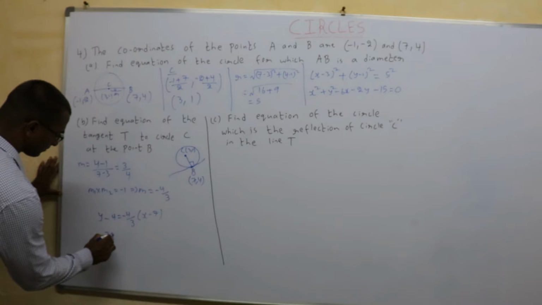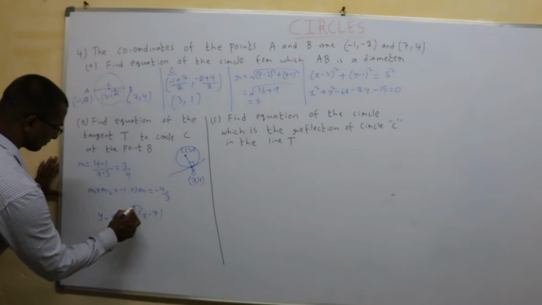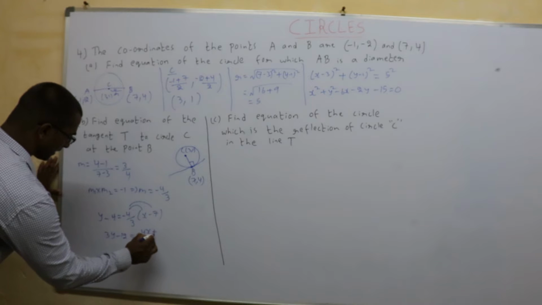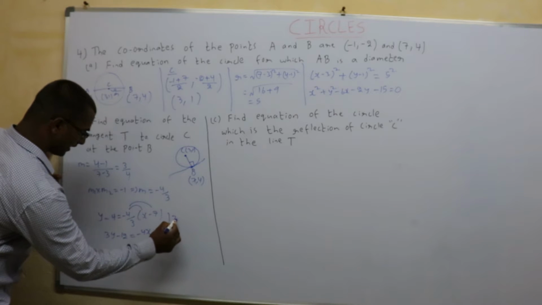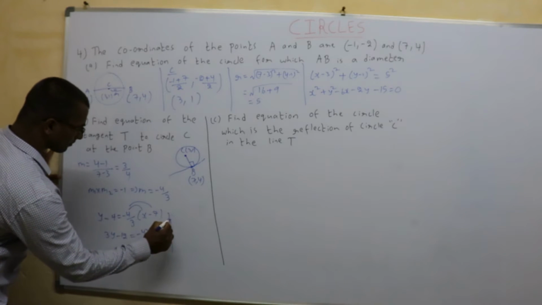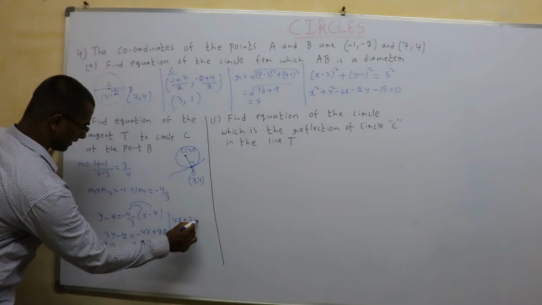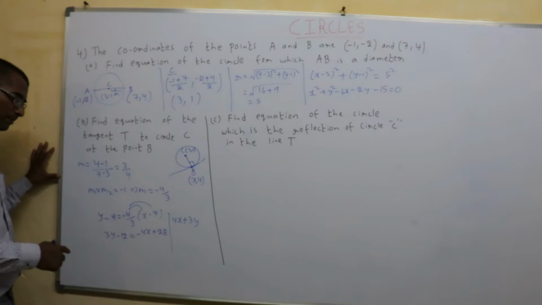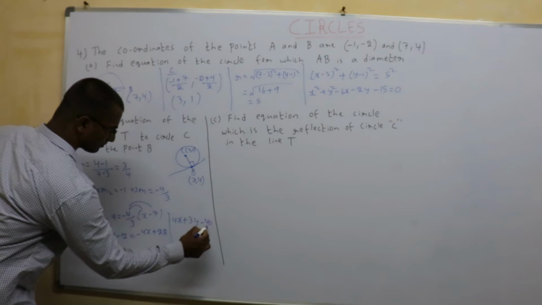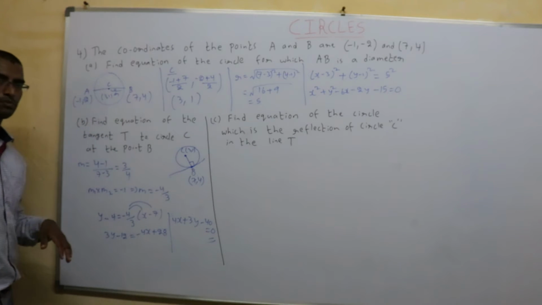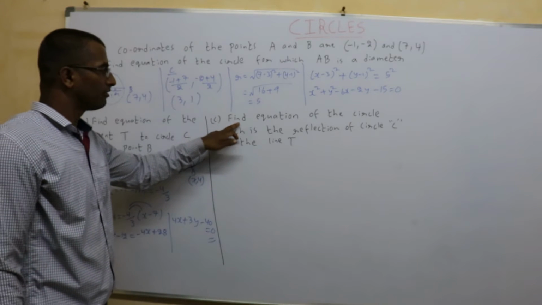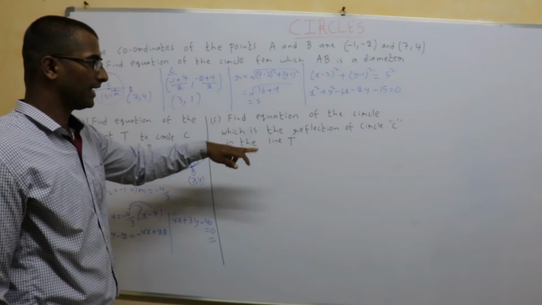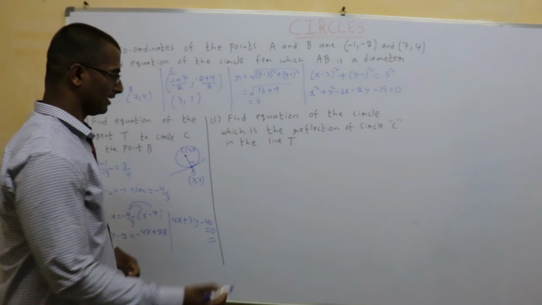The 3 goes this side: 3y minus 12 equals minus 4x plus 28. So bring this to this side, I get 4x plus 3y, and 28 comes this side, minus 28 minus 12 is minus 40, equal to 0. This is the equation of the tangent at point B. Clear? Next one. Find the equation of the circle which is the reflection of the circle C in the line T.